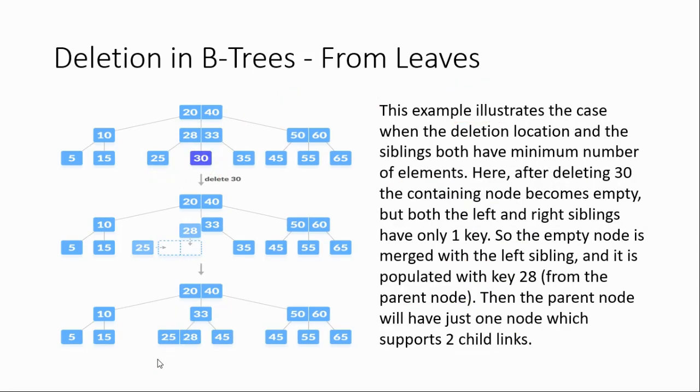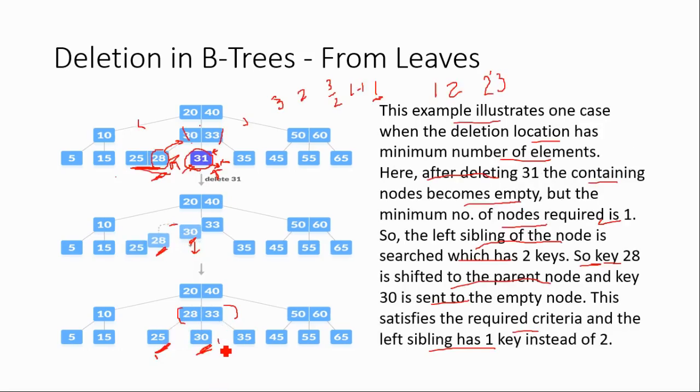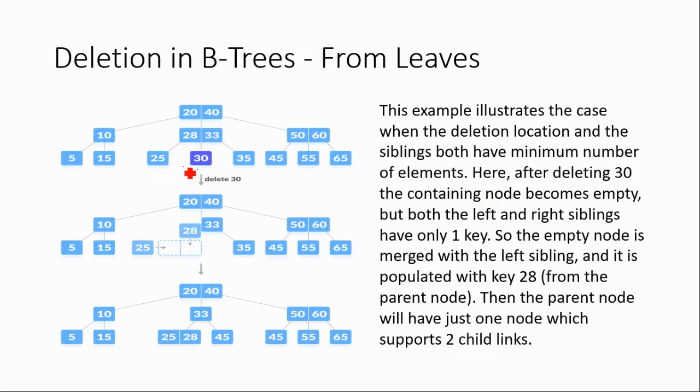Now this is the second case, when after deletion we have checked both sides of the siblings, and we see that both of them contain the minimum number of elements. You can see here that in the previous example they shifted 30 to the bottom node, and in the next example they are deleting 30 themselves.